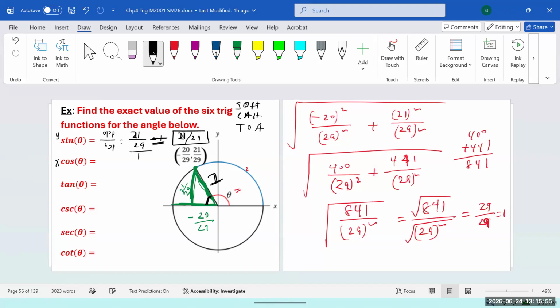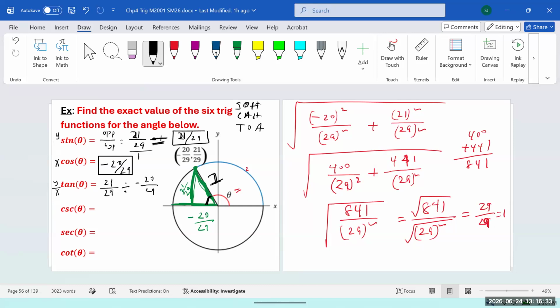Cosine is the x. So how much is the cosine here? -20/29. Okay, Neva, tangent. So tangent is y/x, right? So we have to do math now. Our y is 21/29. We are dividing by -20/29.